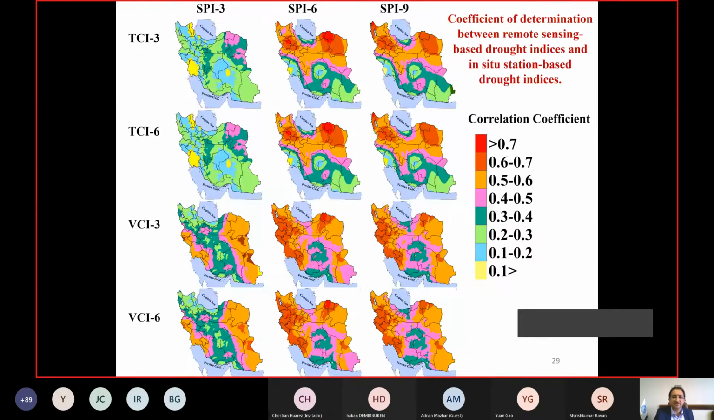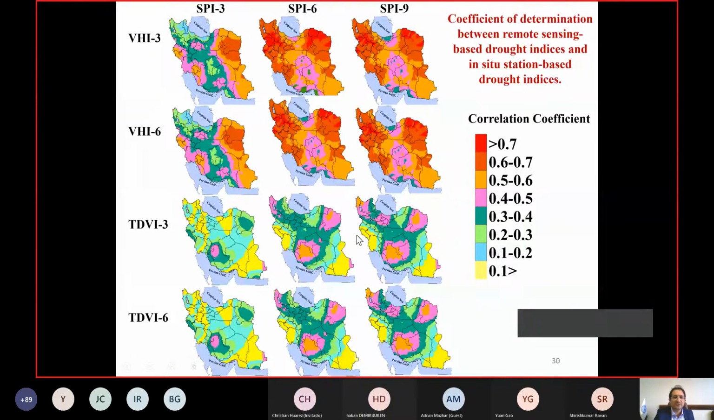In the second part of this study, we compared the correlation between the different time scales of SPI. You can see the 3-month, 6-month, and 9-month SPI with different time scales of agricultural drought indices. As you can see here, there is a correlation. There are coefficient of determination maps between the remote sensing based drought indices and in-situ station based drought indices. Here you can also see the maps between the SPI and VHI and also TVDI.